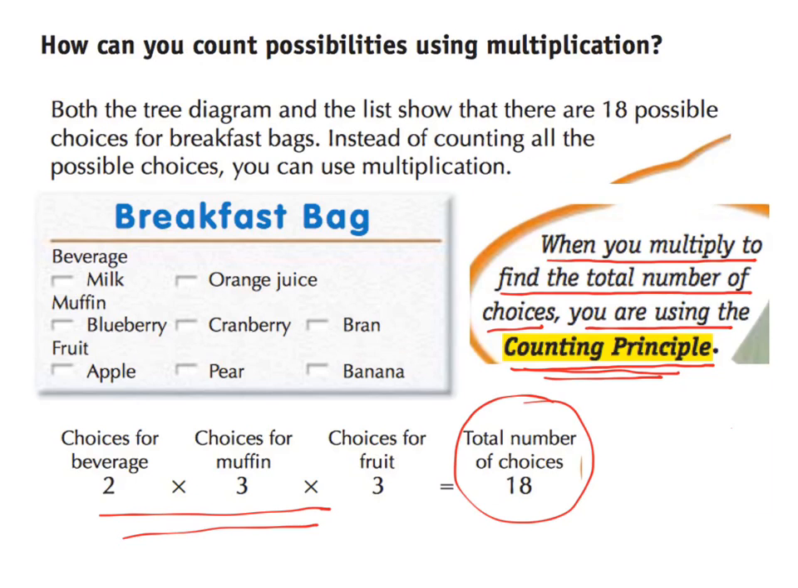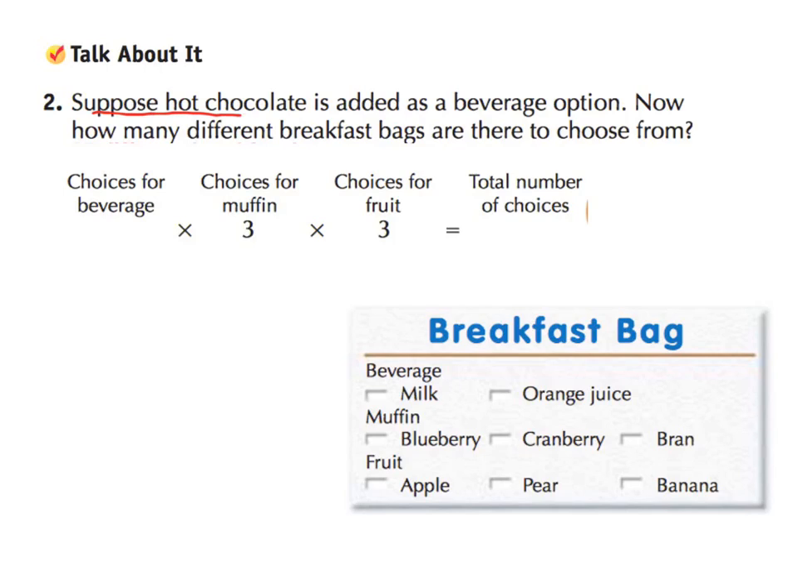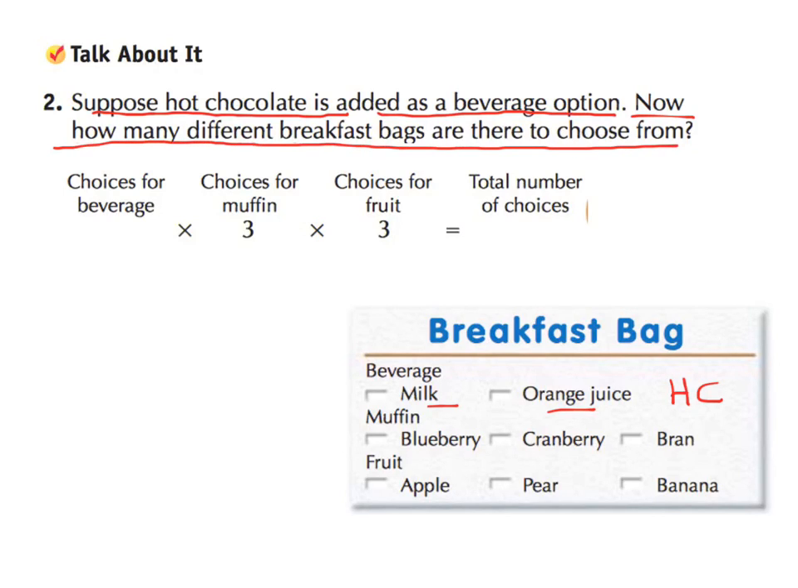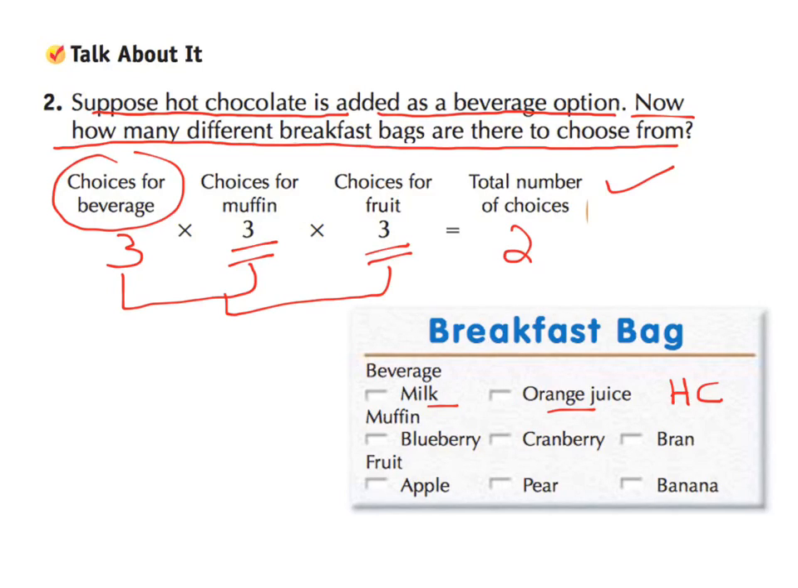Suppose hot chocolate is added as a beverage option. Milk, orange juice, let's add another one, hot chocolate. How many different breakfast bags are there to choose from? Now, what are the choices of beverage you have? You have 3 choices of beverage. Muffins remain the same, 3. Choices of fruit remain the same, 3. So now the total number of choices will be 3 times 3, 9. 9 times 3, 27. So you will have a total of 27 choices to make.